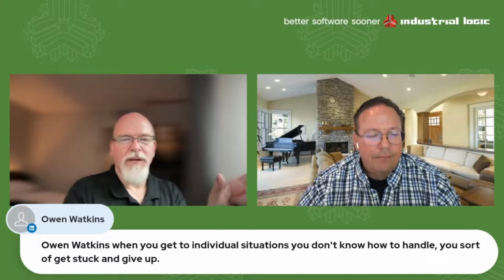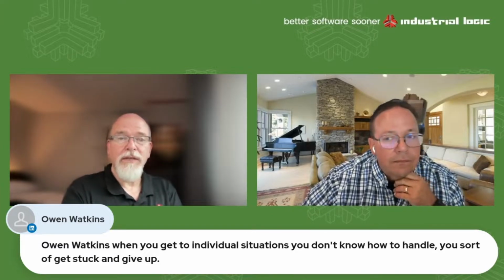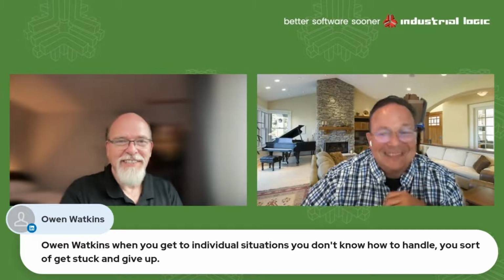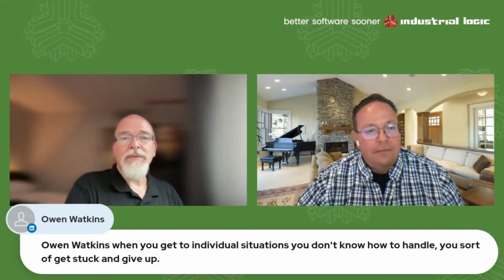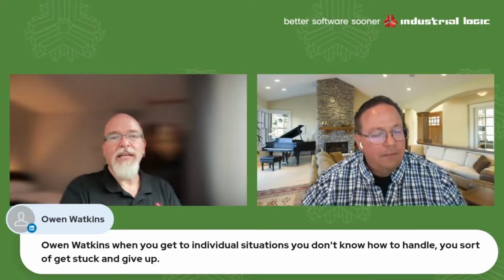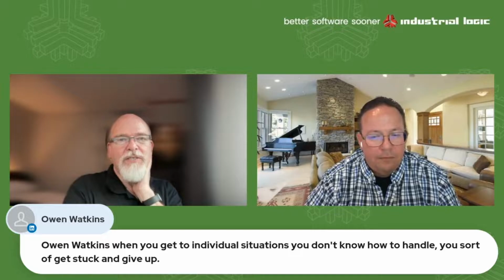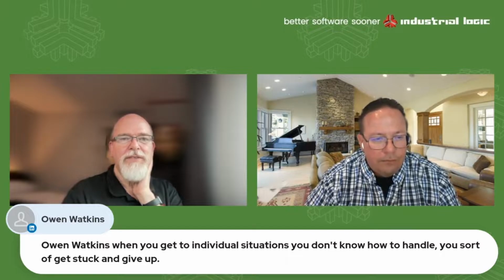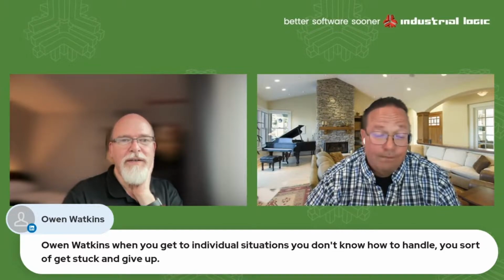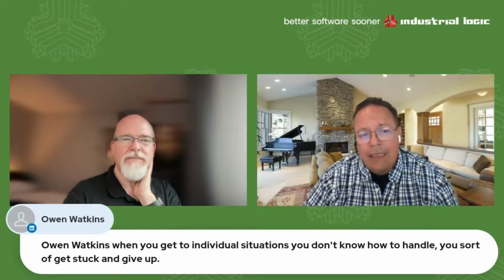So, Owen, by the way, had echoed your experience, and we were talking about people being trained wrong. Early on, you had been trained by some pretty good teachers. By the way, Jeff Langer has my full confidence as a teacher and as a coach. He's awesome. And you learned from him, but that didn't completely satisfy you either, because you then had trouble applying that. Owen talks about when you get to individual situations you don't know how to handle, you sort of get stuck and give up. That mirrors your situation, but you found other instructors too.